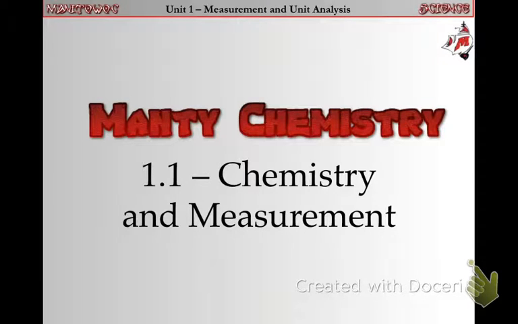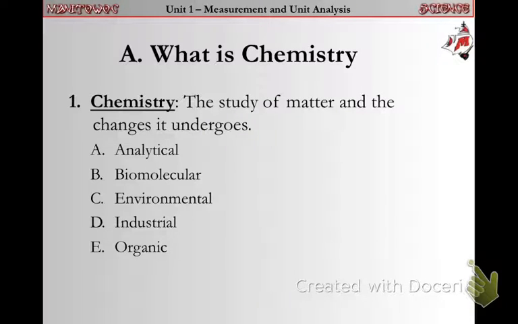1.1 Chemistry and Measurement. So the first thing that we have to do is just kind of discuss what chemistry is. Formal definition is the study of matter and the changes it undergoes. So we're going to look at what matter is, what are the things that make up different types of matter, and then how can we alter those types of matter. I just put down a couple of different professions that rely heavily on chemistry or that are very chemistry related.